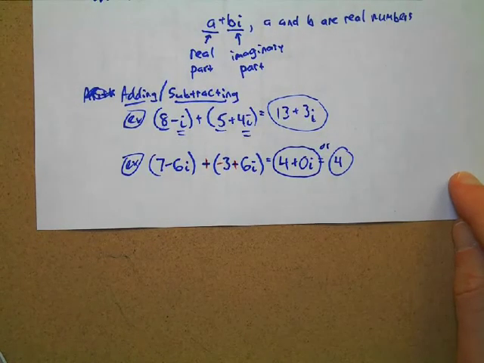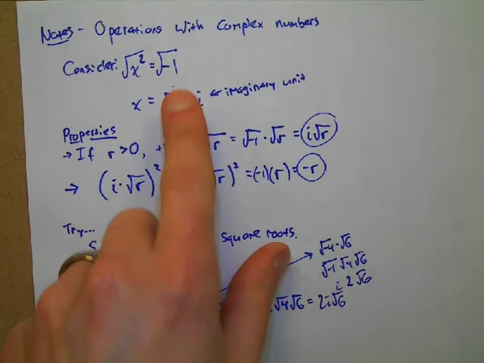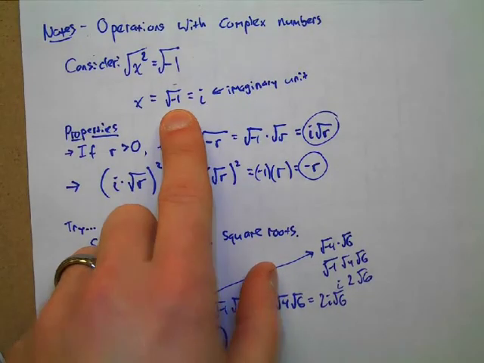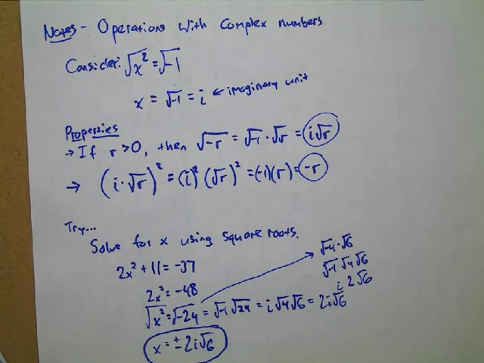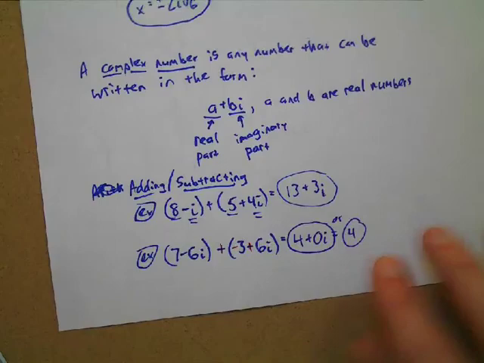If i is -1, couldn't you solve it? Be careful. i is not -1. i is the square root of -1, right? So yes, i squared is -1, but i is just the square root of -1. Does that answer your question? Then you see how you can't combine it there.